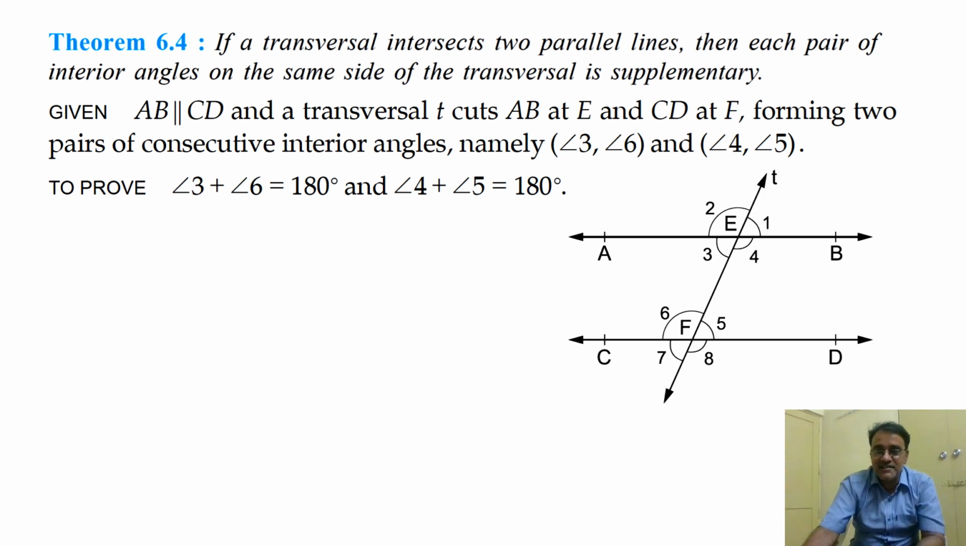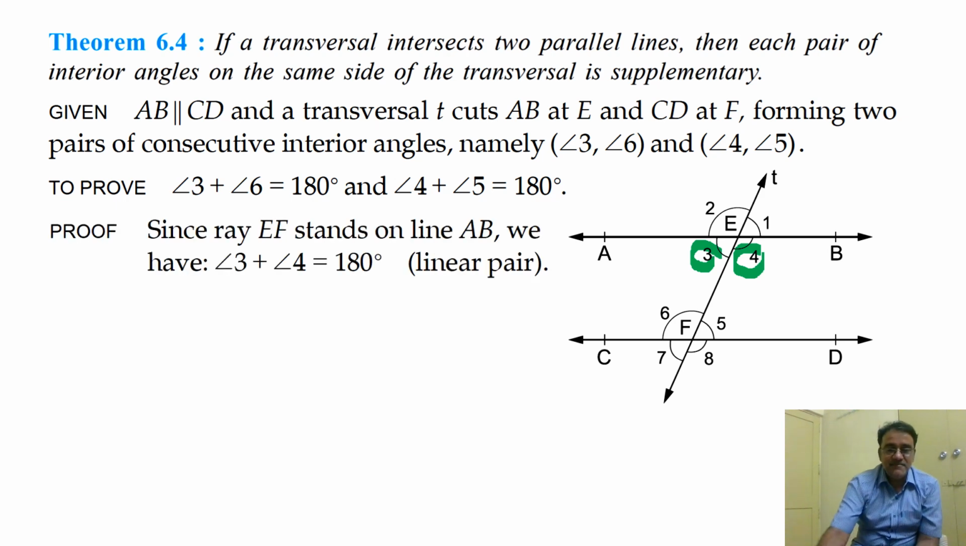Next, proof start करते हैं. Now, what is the sum of angle 3 and angle 4? What is the sum of these two angles? 180 degree. Why? Because by linear pair. So how we will write? Since ray EF stands on a line AB, so we have angle 3 plus angle 4 is equal to 180 degree by linear pair. Now angle 4 is equal to angle 6. Why? Why angle 4 is equal to angle 6? Because these two are alternate interior angles.